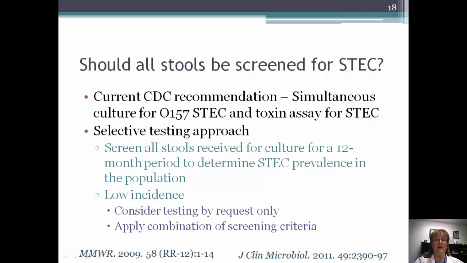If you want to read more about the pros and cons of screening for Shiga toxin producing E. coli, down at the bottom of the slide on the right, there's an excellent point-counterpoint that was published in the Journal of Clinical Microbiology in 2011 about this topic.